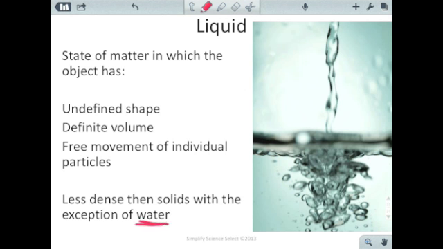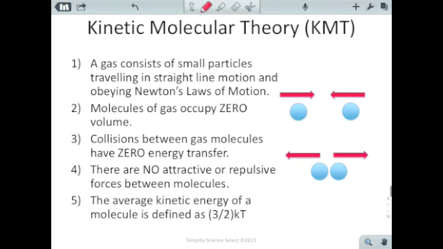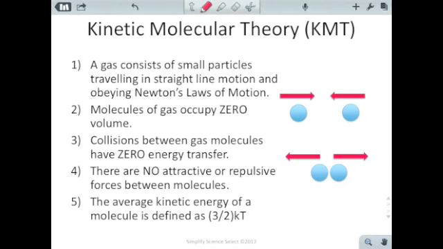We see that ice floats on water, so water is an exception to that, but it has an undefined shape, definite volume for the liquid. And then to deal with gases, the next common state, we usually talk about the kinetic molecular theory. And we're going to talk about it very quickly and put the postulates out there for you. But when we're dealing with gases in general chemistry, we have to deal with ideal gases. And so usually we set parameters for how we deal with those gases.